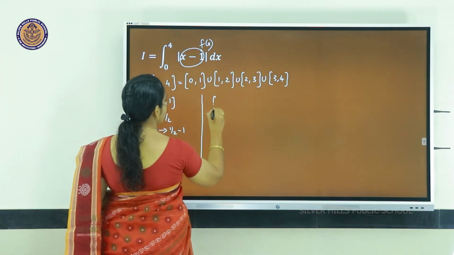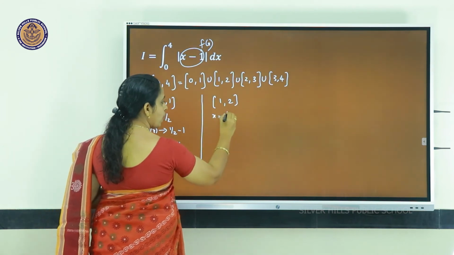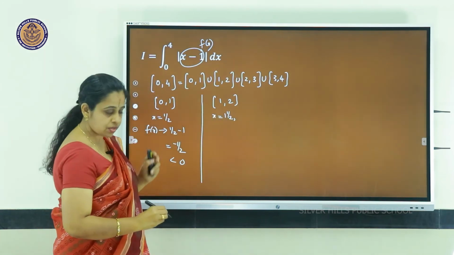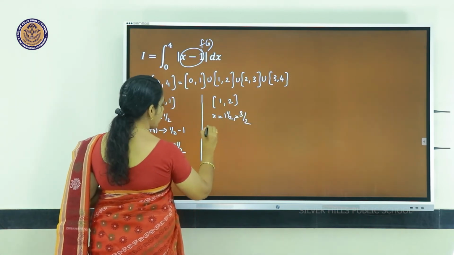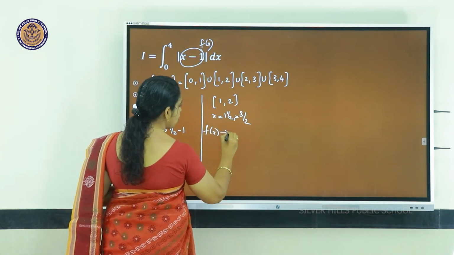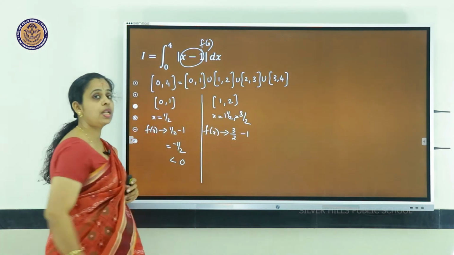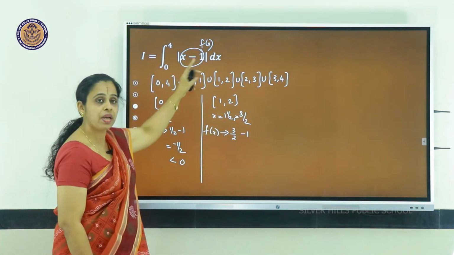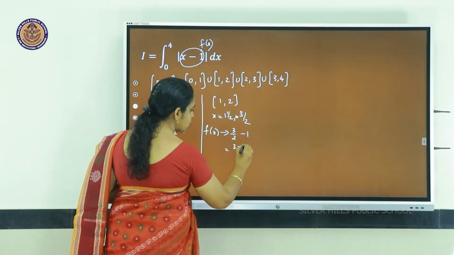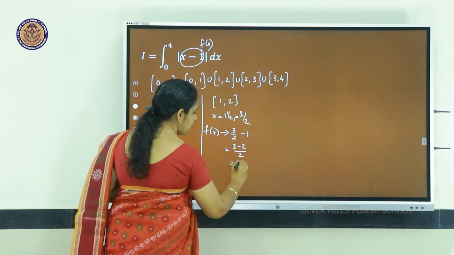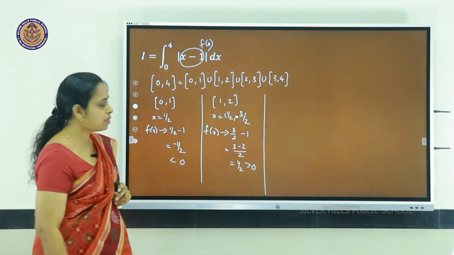Then comes in the interval 1 to 2. Let us give x equal to 1.5, that is 3 by 2. So our f of x will change to 3 by 2 minus 1. We are substituting in x minus 1. So 3 by 2 minus 1 means 3 minus 2 by 2, which is 1 by 2, positive. Second interval it is positive.